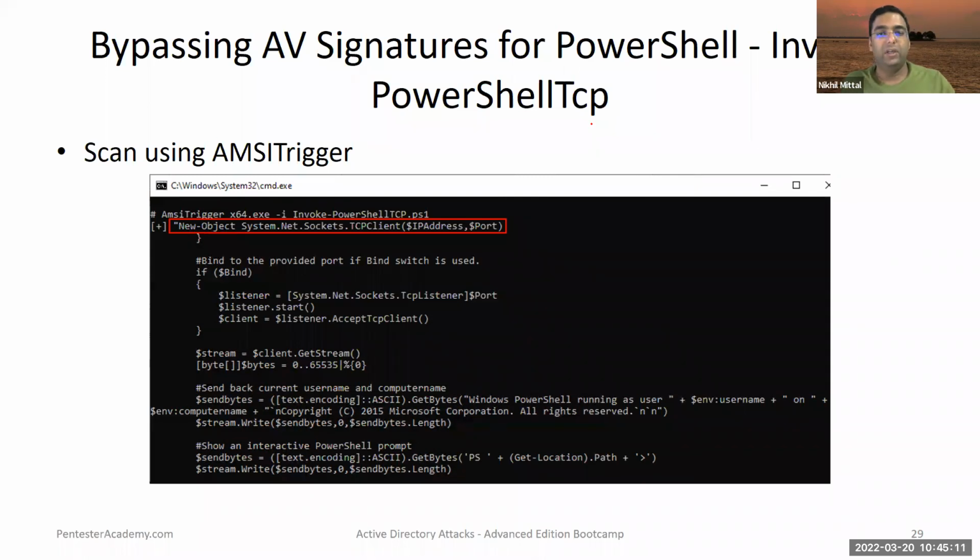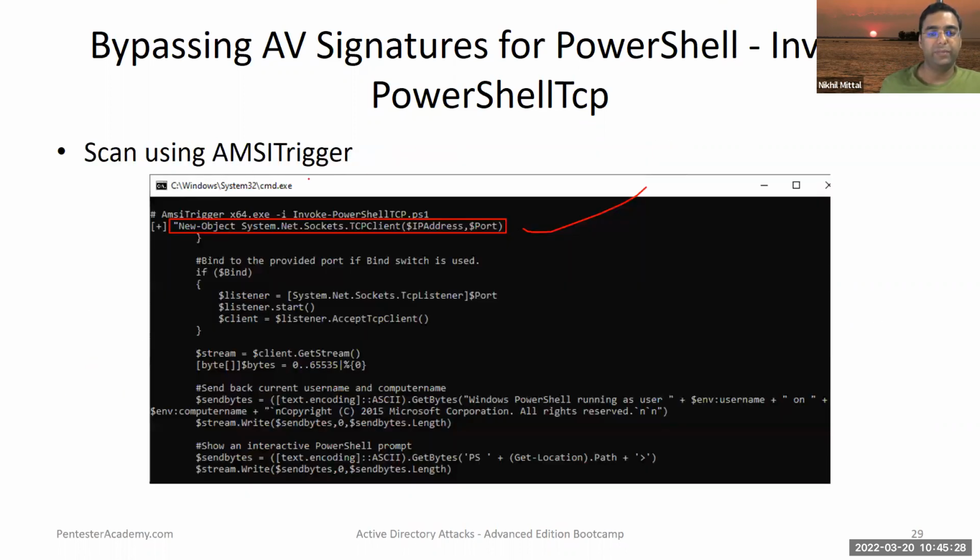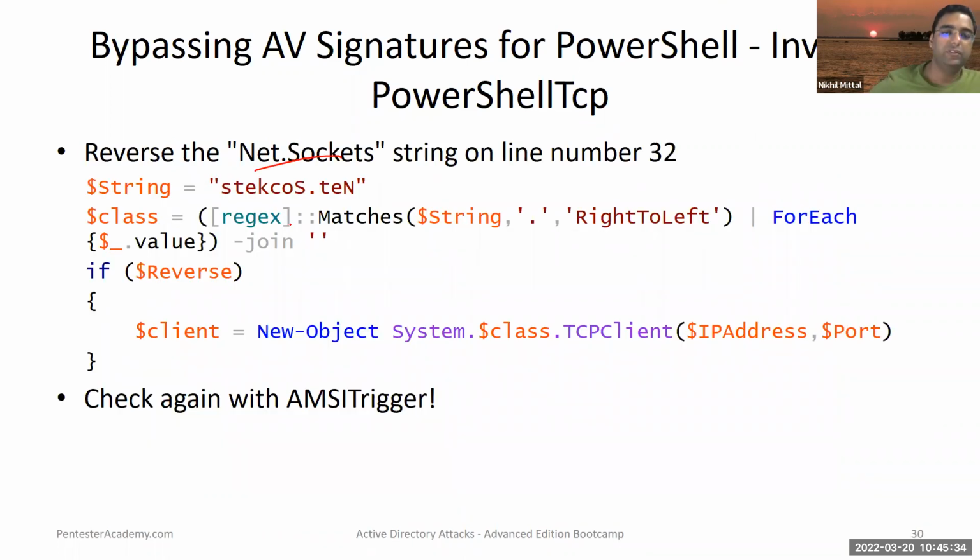All right. So coming back to this, if we scan the stock version of Invoke-PowerShellTcp with MZ trigger, this is the line that Defender has a problem with. So once again, after some hit and try, you may get to know that it is Net.Sockets that Defender has a problem with. So reverse it or do whatever you want. I mean, just simply change the signature, and that is it.